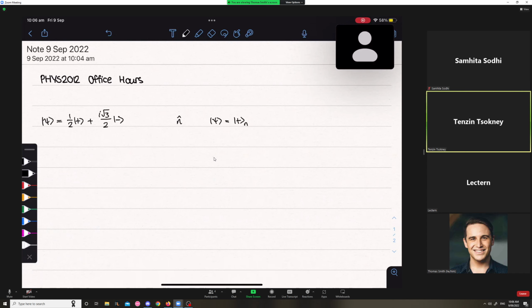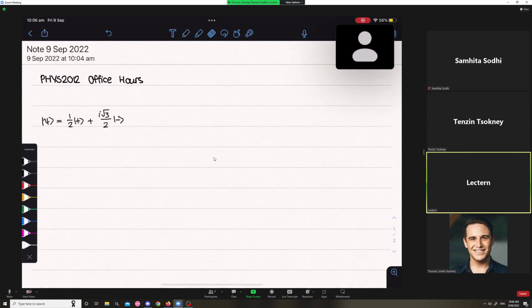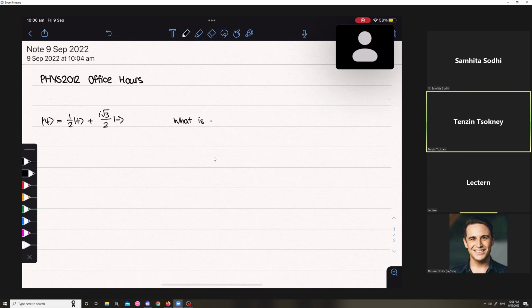So let's rephrase that slightly: what is n hat such that psi is spin up in that direction?